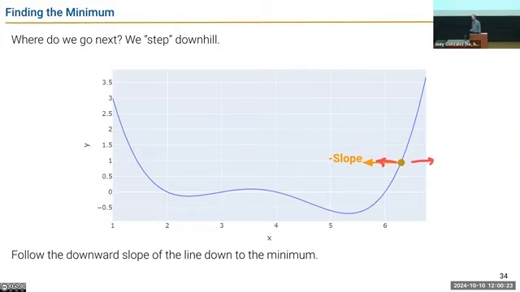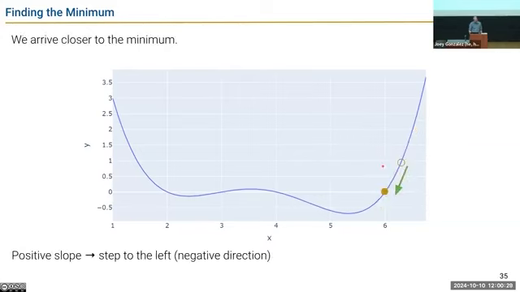That's the algorithm. Figure out the slope, and then what? Take a step. How far? Maybe we can start with just go however large the slope was. Really steep, take a big step. Not so steep, take a smaller step.